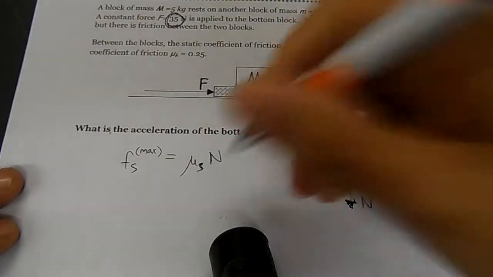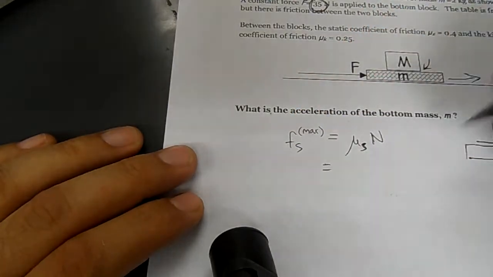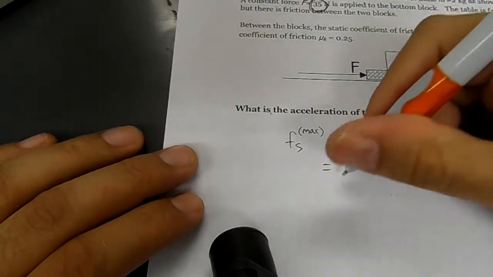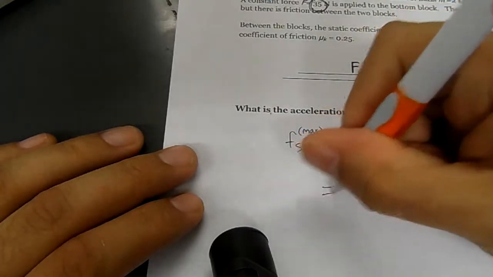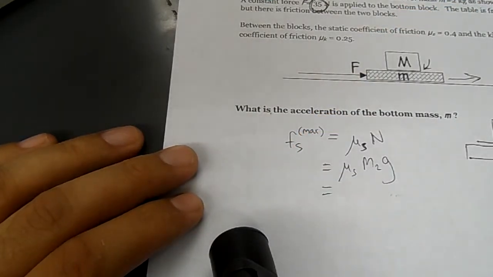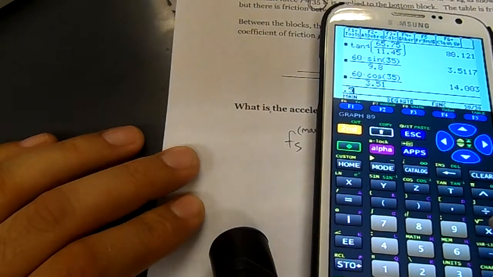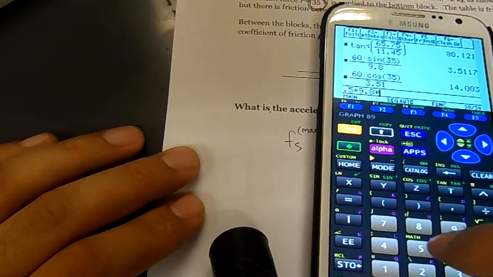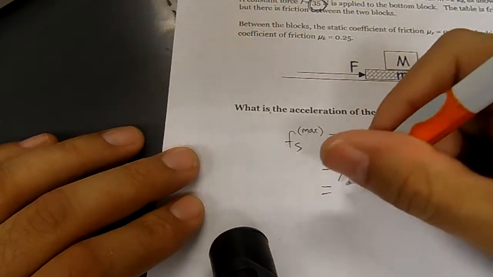Okay, so the max force of static friction that can occur between the two objects is equal to the normal force that I just mentioned times mu sub s, and I can plug in the numbers now. We're told that the coefficient of static friction is 0.5, so I take 0.5 times 9.8 times the mass of block 2, which is 5 kilograms, and I get 24.5 newtons.